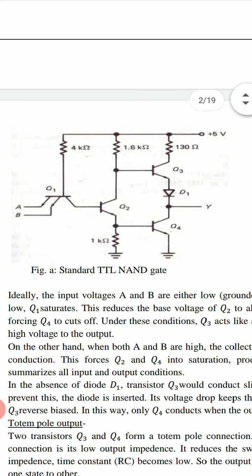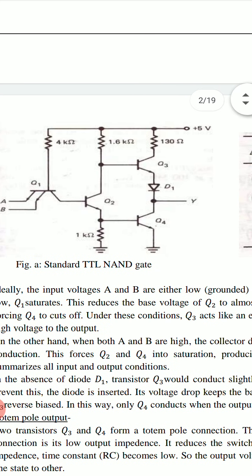Transistor Q2 is used for the purpose of inversion, and transistors Q3 and Q4 form totem pole connection. If Q3 is on, Q4 is off, and if Q4 is on, then Q3 is off.